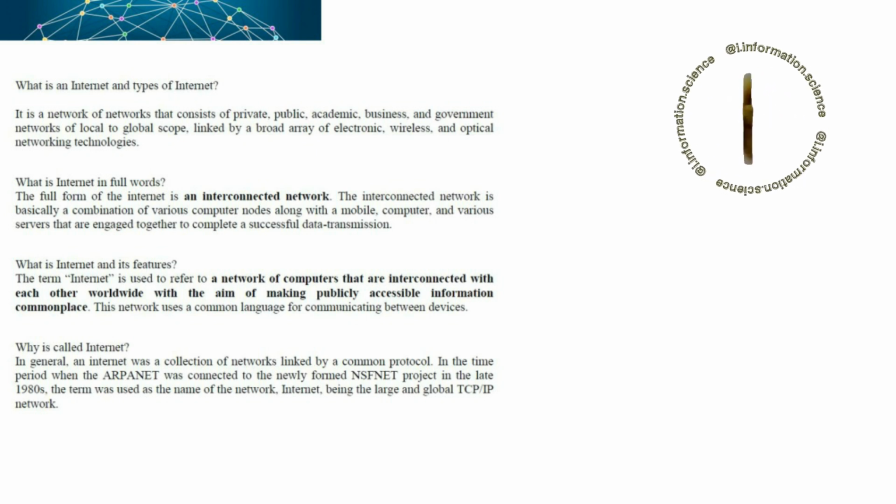What is Internet in full words? The full form of the Internet is an interconnected network. The interconnected network is basically a combination of various computer nodes along with a mobile, computer, and various servers that are engaged together to complete a successful data transmission. What is Internet and its features?